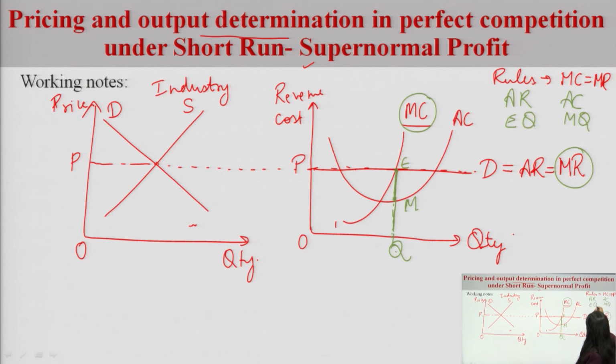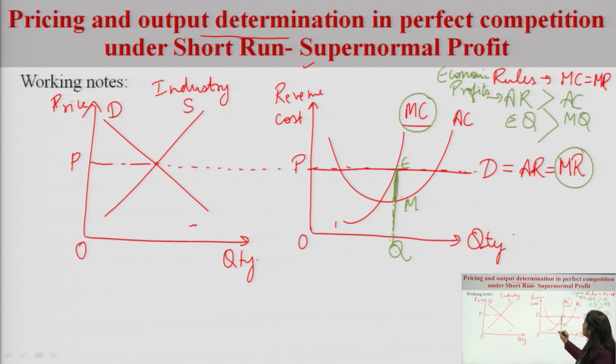So, which one is greater out of EQ and MQ? EQ is greater than MQ, which means average revenue is greater than average cost. So, what kind of profits are there? There are economic profits for the seller, which is a good condition. So, how have we determined this? This is the profit per unit, because it is the difference between AR and AC.